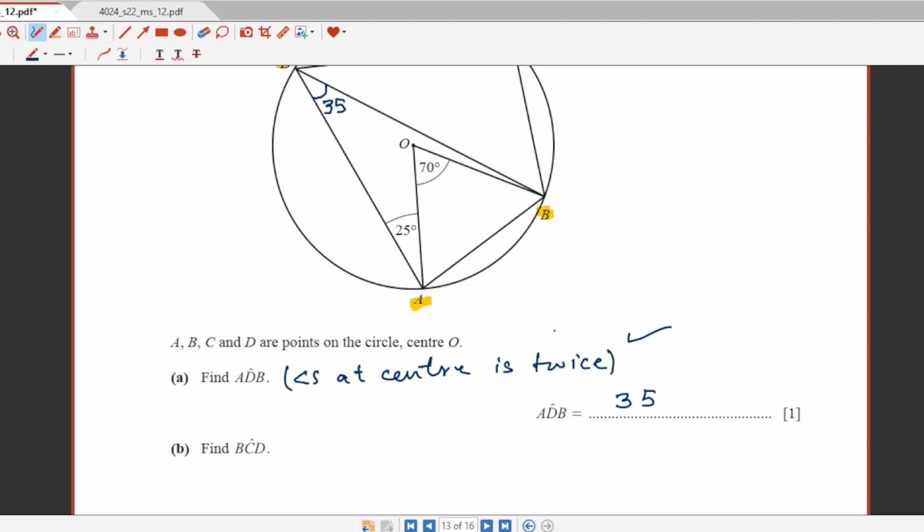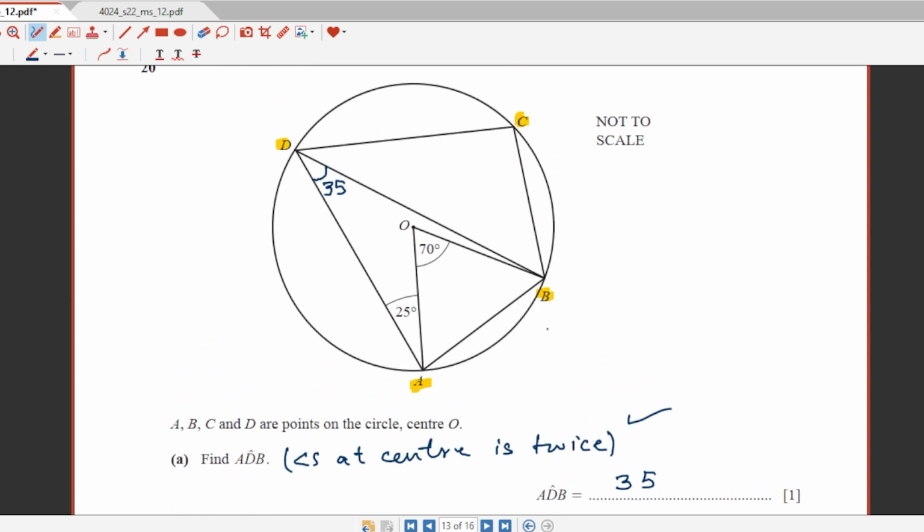Part B is find angle BCD. You need to find this angle. This is a cyclic quadrilateral. Angles C and D are interior angles. In a cyclic quadrilateral, opposite angles are supplementary, meaning their sum is 180. So first of all, we need to find this angle using this isosceles triangle.